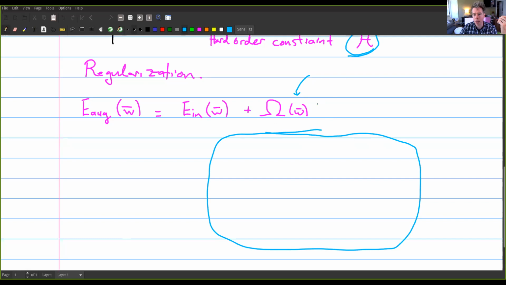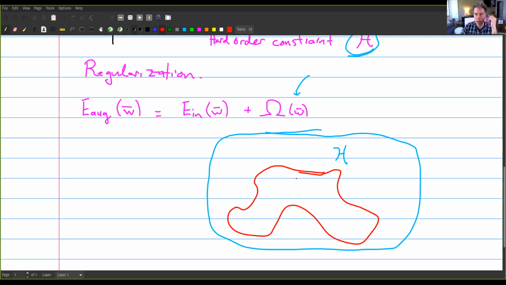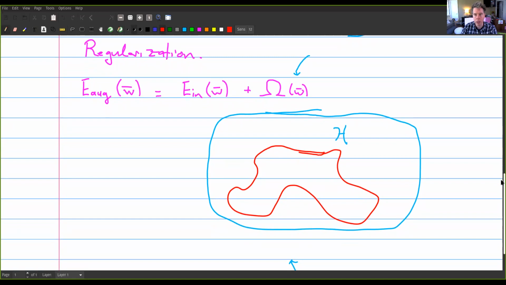So the idea is that you leave the hypothesis class alone, but then you stay within a simple subset of the bigger hypothesis class. And it turns out that this reduces variance, and often it gives a big reduction in variance with only a small increase in bias.